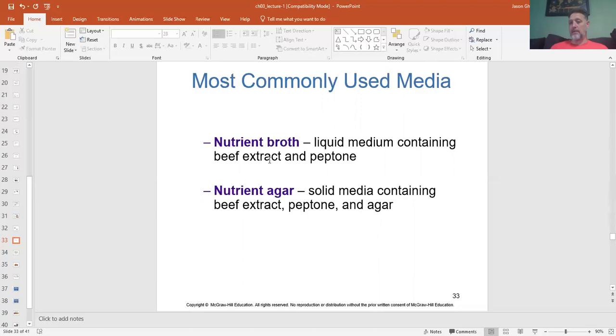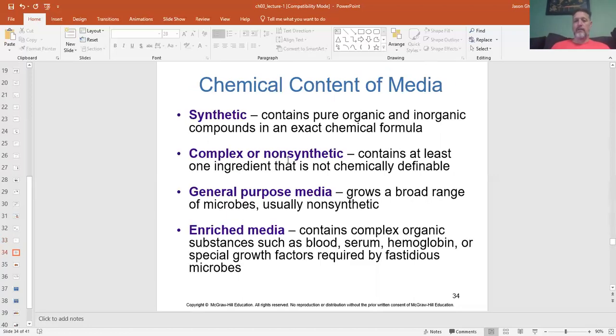So we can take blood and make blood agar. That would be a non-synthetic one. That would be complex because we don't always know the exact proteins and everything involved in that blood. We're pretty close, but we don't know exactly everything. Again, general purpose media grow a broad range of microbes, and they're usually non-synthetic because we're putting something into them.